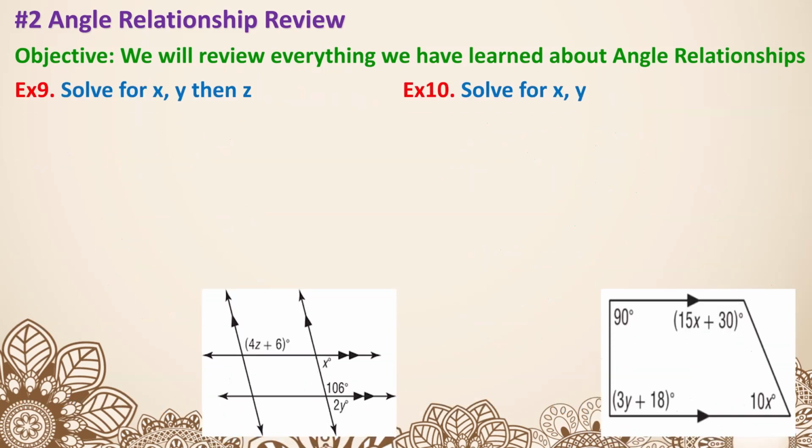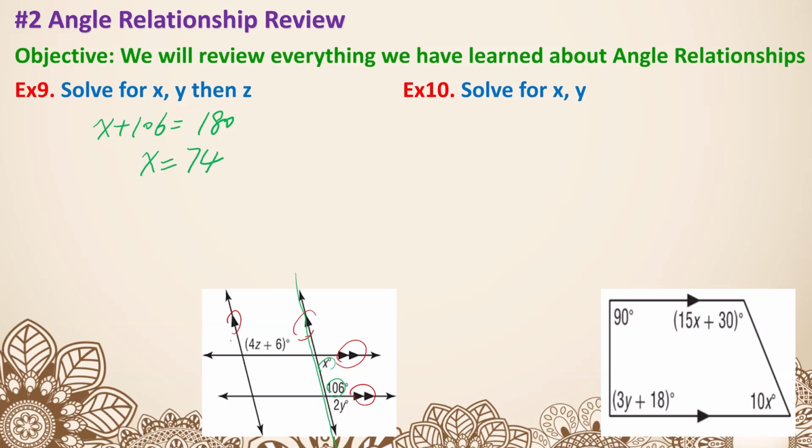Moving on, example 9. Solve for x, y, and z again. Single arrows mean these two lines are parallel. The double arrows indicate that these two lines are parallel. So first, if you focus on the parallel lines, you should be able to tell that x and 106 are same side interior angles because this is our transversal line. So x plus 106 is going to be 180. That leaves us with an x of 74.